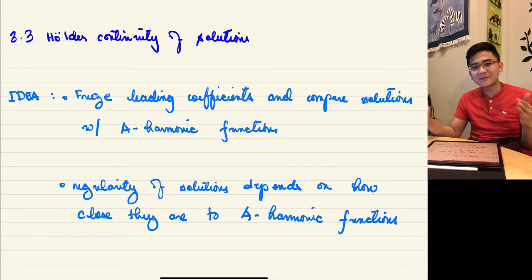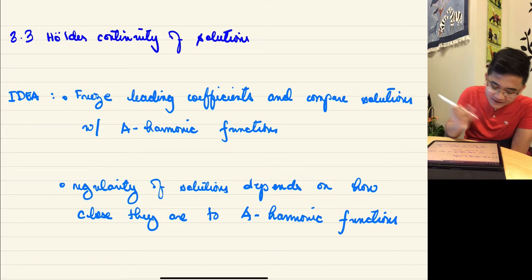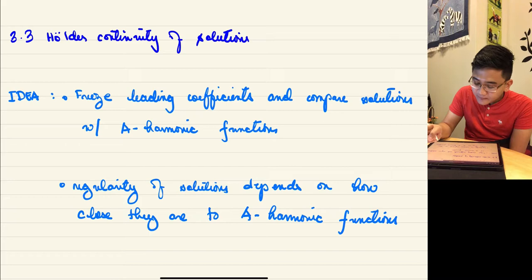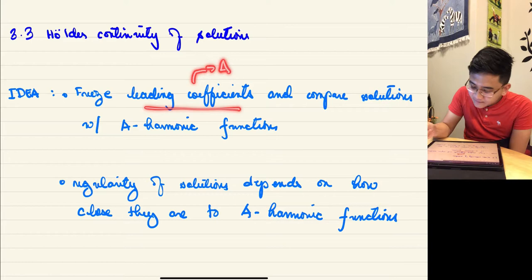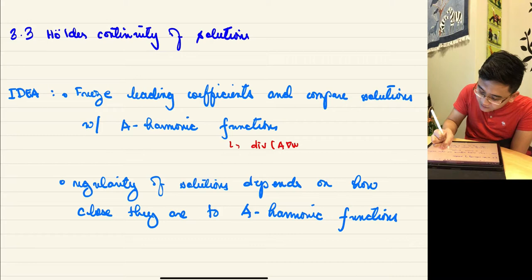Okay, so let's begin. So again, a recall, I'm taking this from Han and Lin's book, and what they say is that the general idea here is that we freeze the leading coefficients of our equation. By that we mean the matrix A, and then we compare solutions with A-harmonic functions. And what A-harmonic means is these are functions W such that divergence of A grad W is equal to zero.